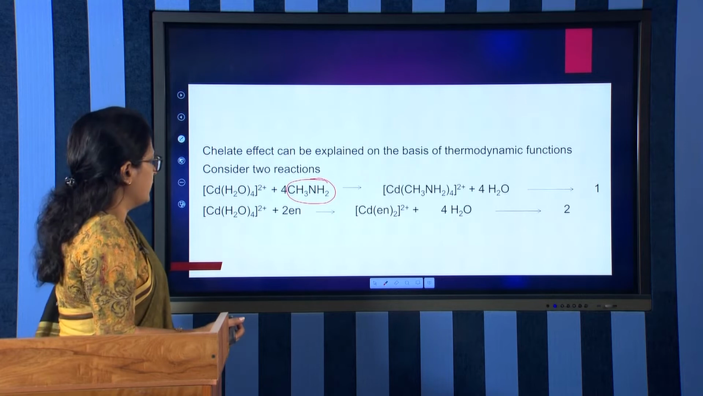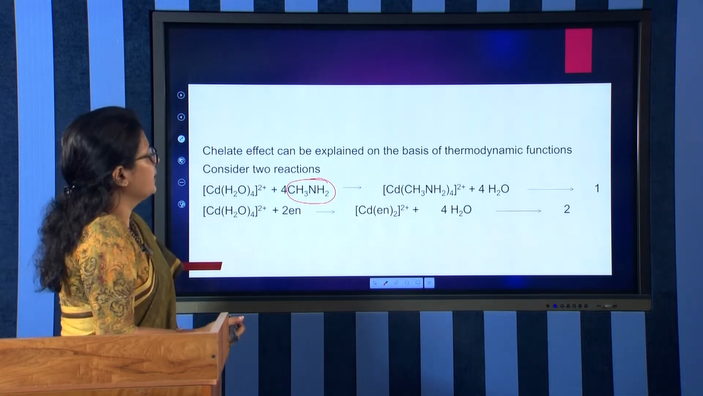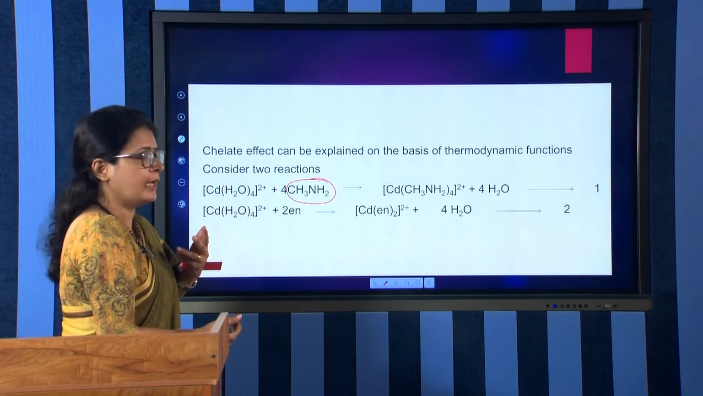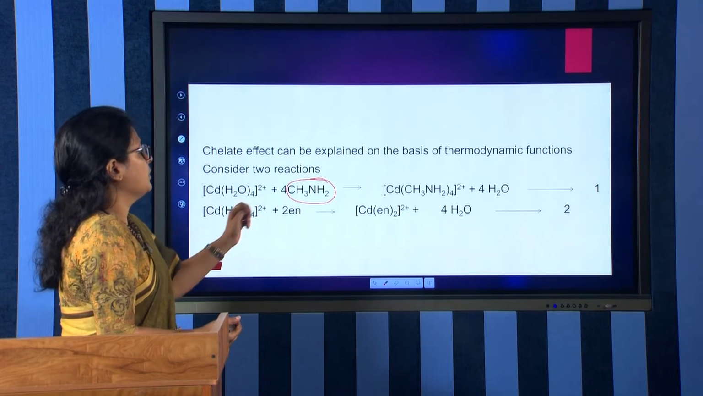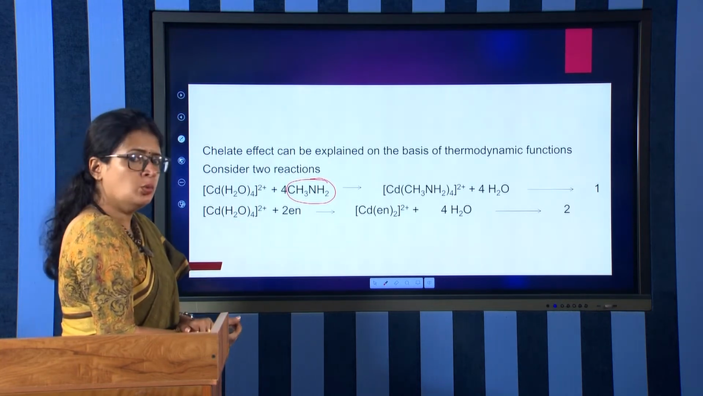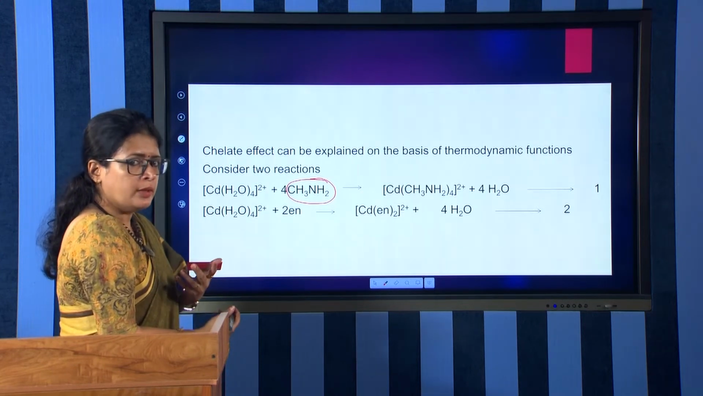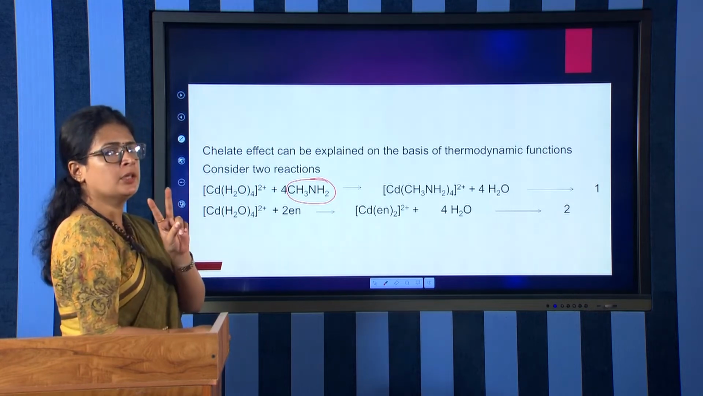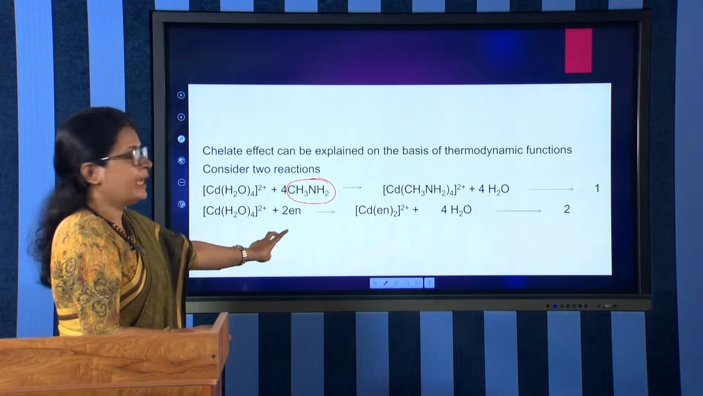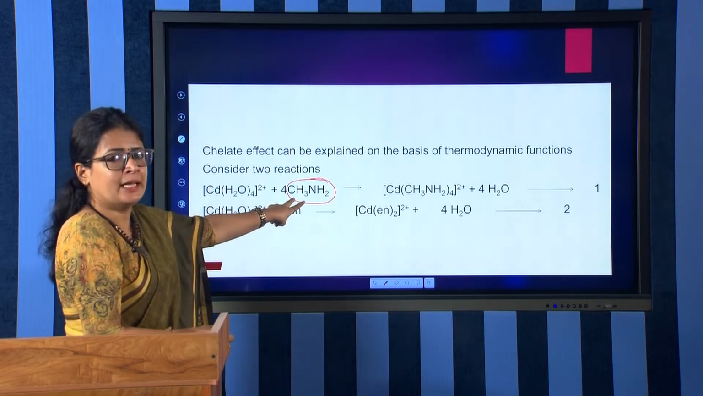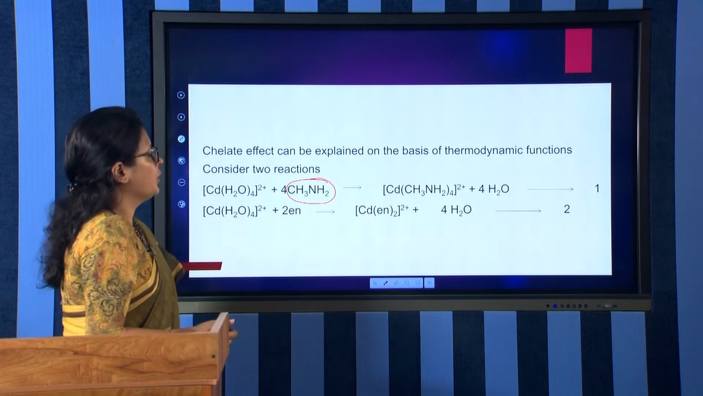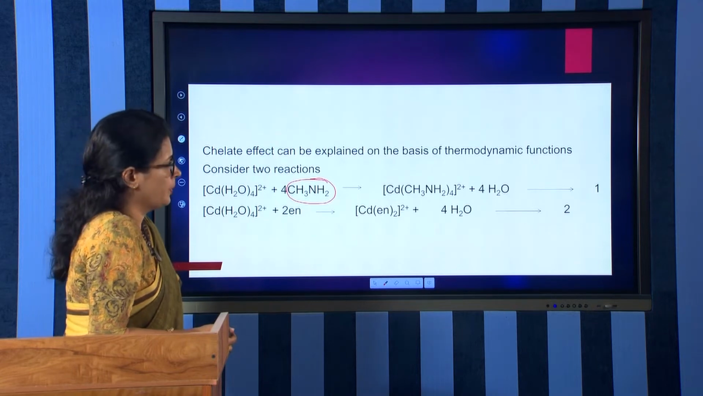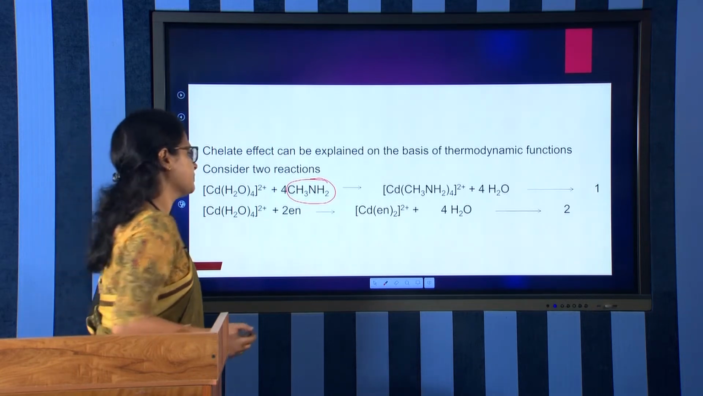The second reaction is about the same complex reacting with a polydentate ligand, that is ethylene diamine. It is a chelating ligand, as I have already told, and it reacts with 2 molecules of ethylene diamine. Why 2 molecules? We know that ethylene diamine is a bidentate ligand. One ethylene diamine molecule contains 2 donor atoms. So, 2 ethylene diamine molecules are needed instead of 4 methylamine in the first case, and they react to form Cd(en)2 2+ plus 4 H2O. These are the 2 reactions.